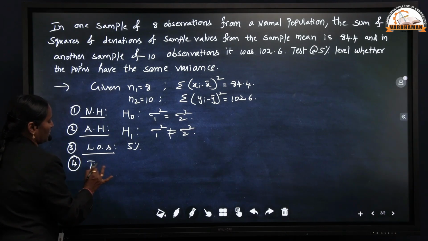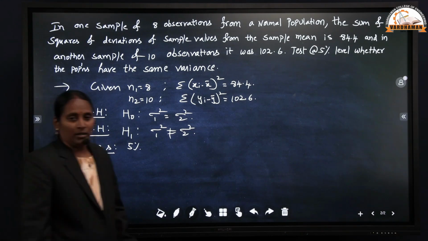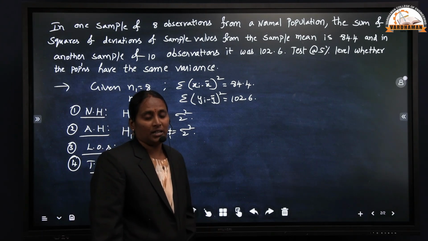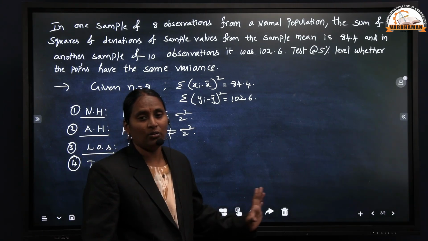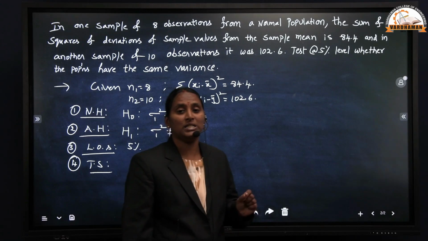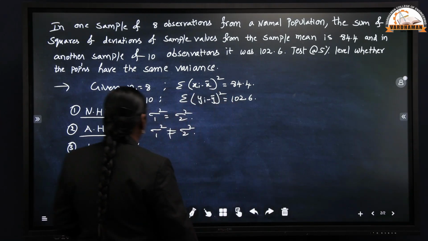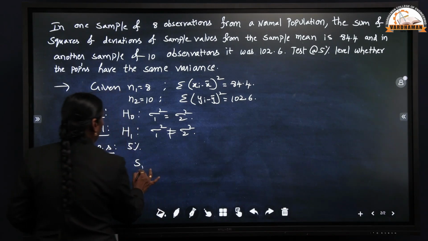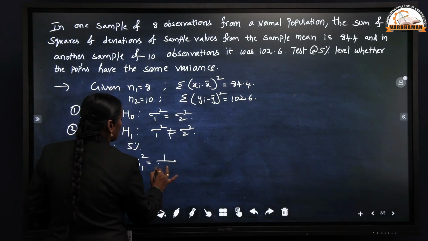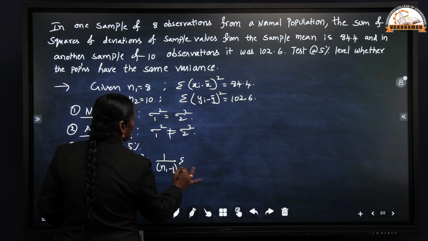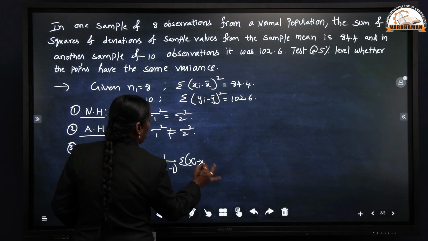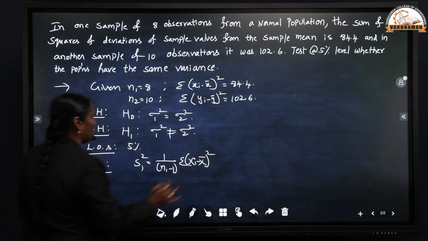Now let us see the fourth step, the test statistic. Before writing the value of F, we are going to find out which is the larger variance in the given problem. So we first find s1 square, which is equal to 1 by n1 minus 1 into the summation of xi minus x bar whole square.